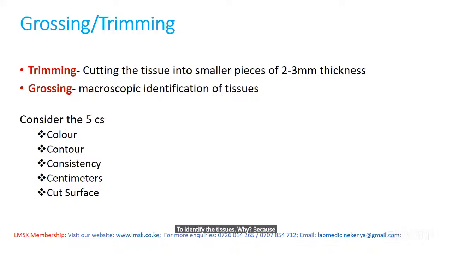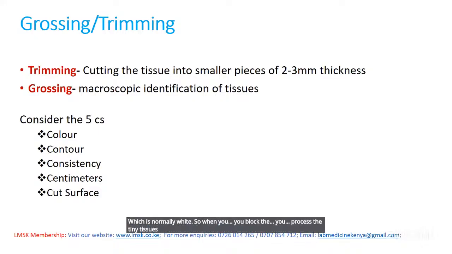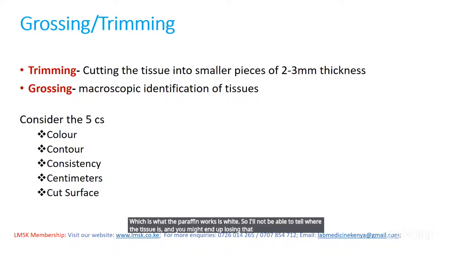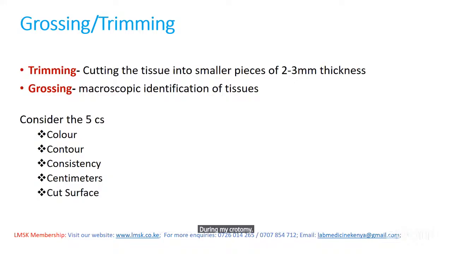Why? Because these tissues mostly appear whitish, and the embedding medium that is normally used is paraffin wax, which is normally white. So when you process the tiny tissues without any dye, without marking them, during blocking, that particular tissue will be identical to the background, to the block, which is white. The paraffin wax is white. So you'll not be able to tell where the tissue is, and you might end up losing that particular tissue during microtomy or sectioning. So it's very important that you give some attention to those tiny tissues.